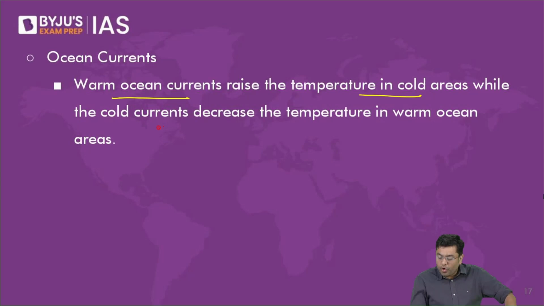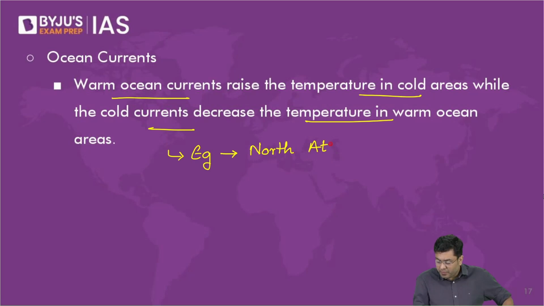So here also, in the case of ocean currents, you will have a role played in a similar manner. In a region where you have the cold currents coming in, that will reduce the oceanic temperature in that area. In certain areas where you have the warm currents coming in, that will in a way increase the temperature of that area. So warm ocean currents raise the temperature in colder areas, and the cold currents decrease the temperature in warm water areas.